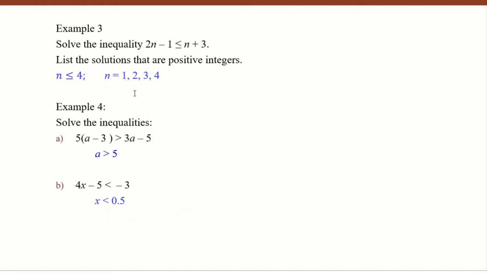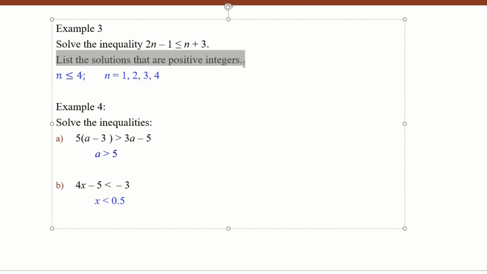So solving example 3 and 4 is the same, it's just this one is a little different. List the solutions that are positive integers. If positive integers, 0 is not included because 0 has no value. All right?